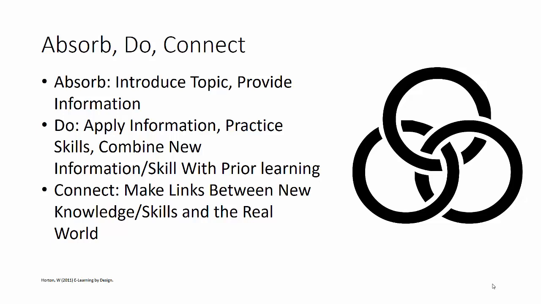of the learning experience. The Absorb part of the Absorb, Do, Connect is where you introduce a topic and provide information. Think of this as the part of this structure where students gain information, they're soaking in new information. The Do portion of this structure is where students get a chance to apply that information and practice their skills or new skills. They get to combine their new information or their new skills with their prior learning. The Connect portion of this activity cycle is where students make links between their new knowledge or their new skills and the real world. It was envisioned by Horton for a book that he called E-Learning by Design, written in 2011. I encourage you to check it out.